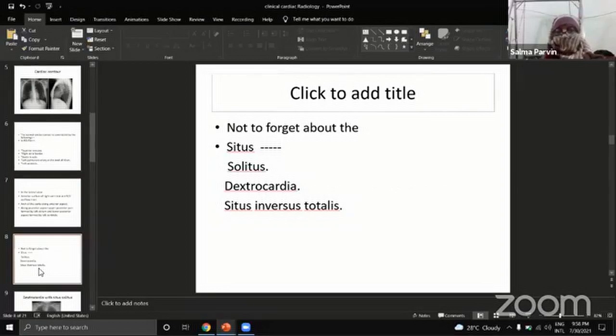And next, we can go for the discussion about situs. The small things I like to highlight, not the total thing, because this is something we have to know very well. What is situs and what is situs solitus? What is dextrocardia with situs solitus or levocardia with situs inversus?